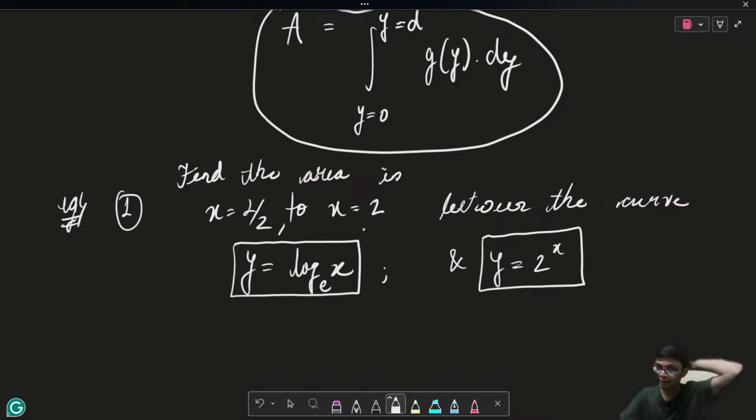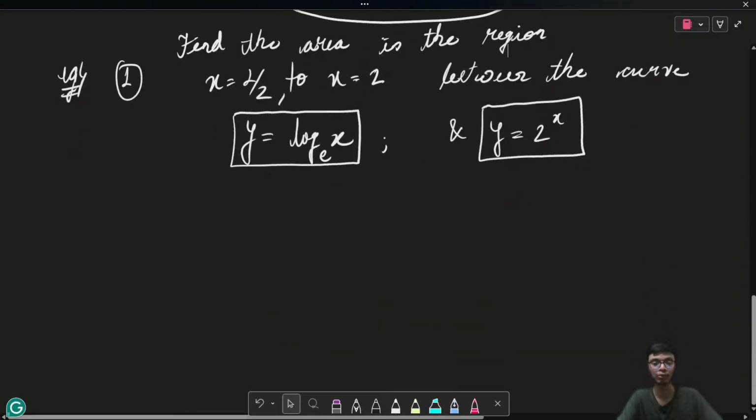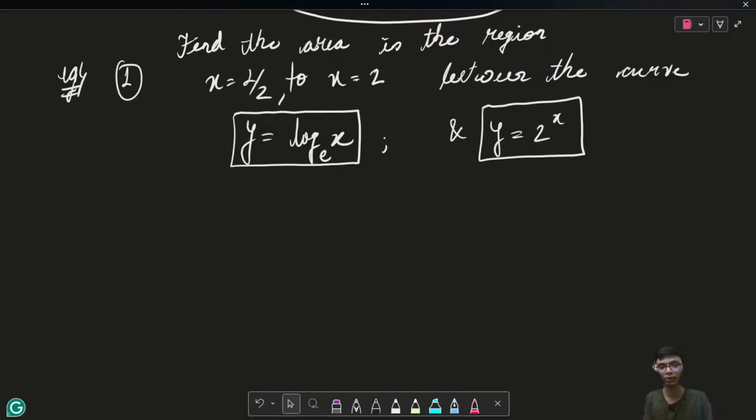Okay, in the region going from x equals half to x equals 2, bounded between these two curves, y is equal to natural log of x and y is equal to 2 to the power x, right? So first of all, when you have these kinds of questions where you have to find the area bounded by two curves, the first and foremost thing that you need to do is to try to plot or draw the curves of that particular problem, right?